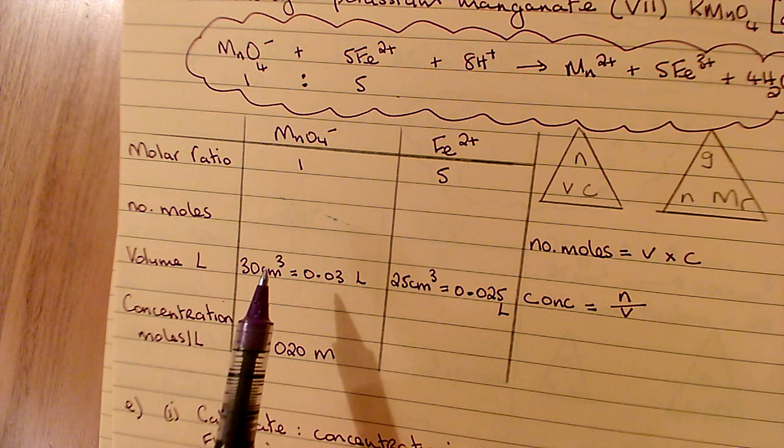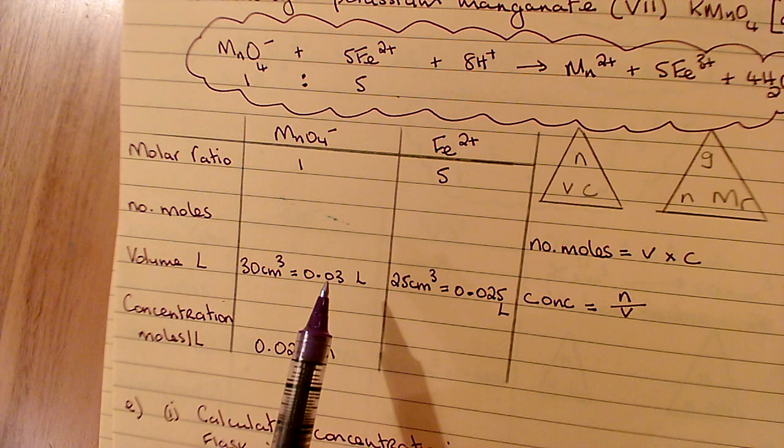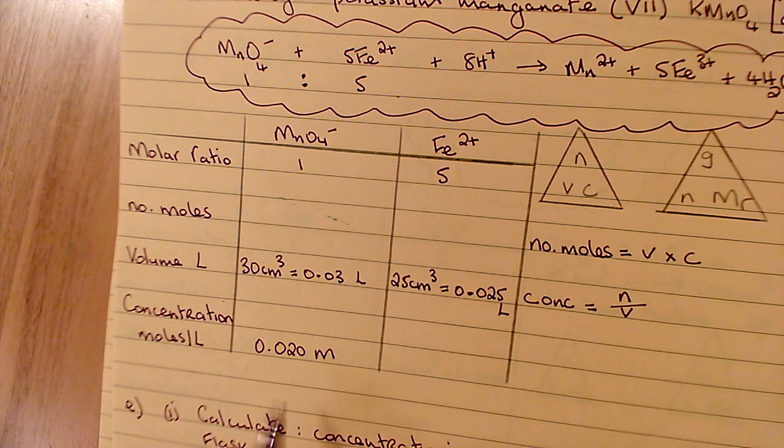We've written in our volumes for both the permanganate and the iron, and we can convert the cm³ into litres by dividing by 1,000. We've also written in the concentration of the potassium permanganate solution, which was given to us in the question.